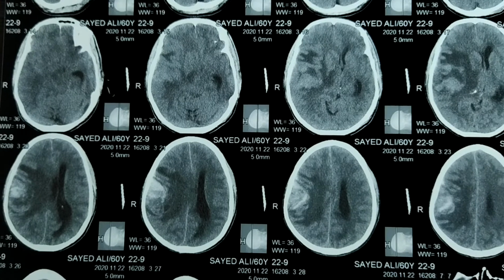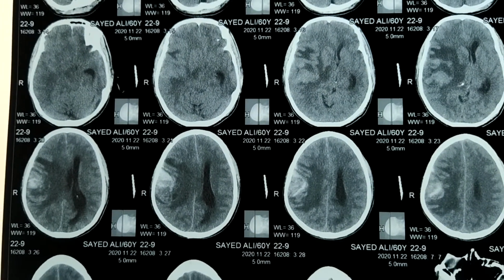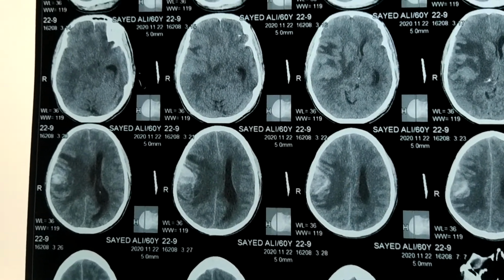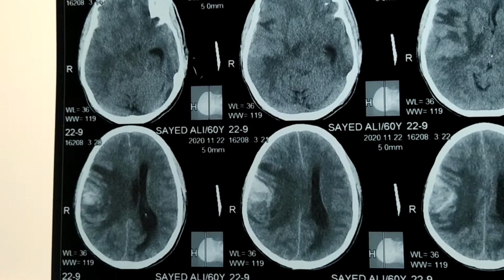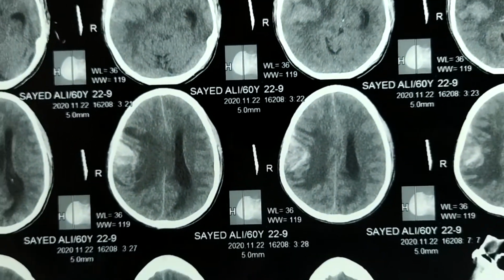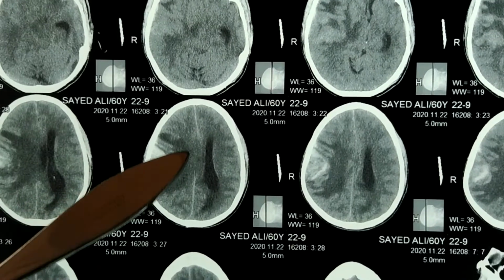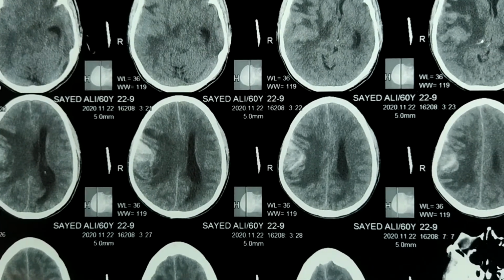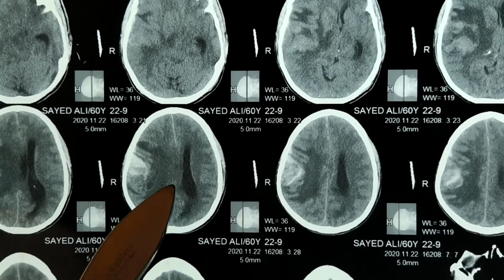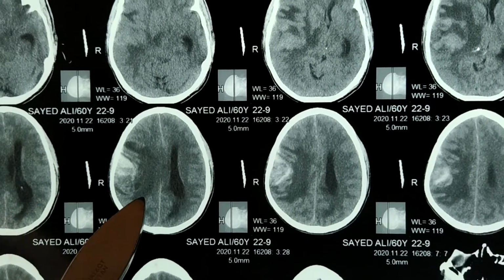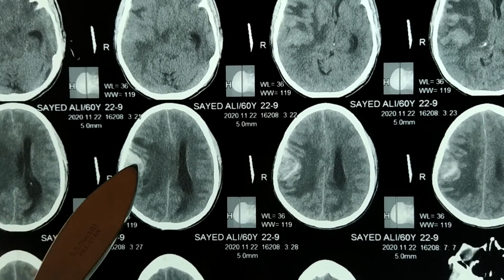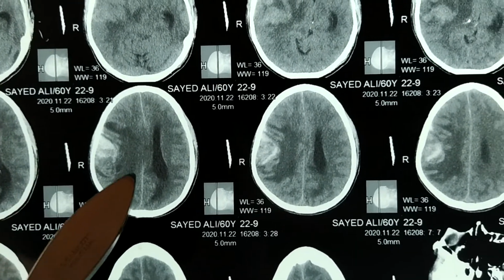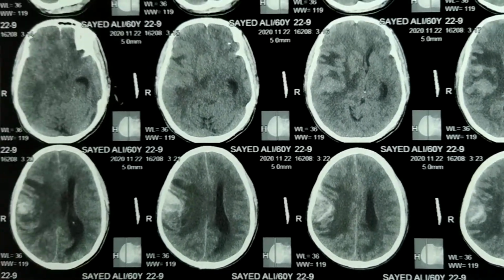Okay. Actually, there is a large heterogeneous mass with perilesional edema. This black area is the edema and this white area is the mass, and the perilesional edema is huge.